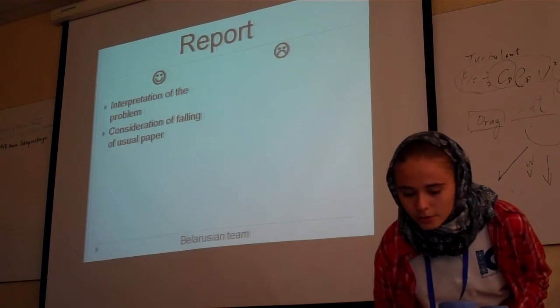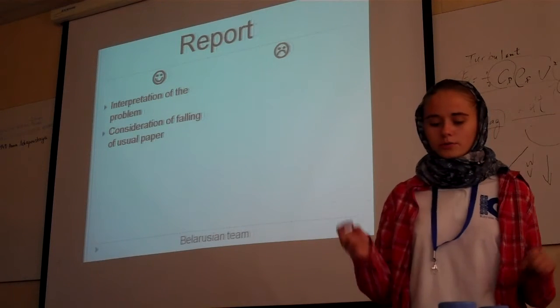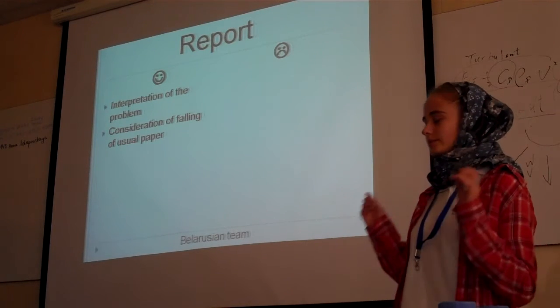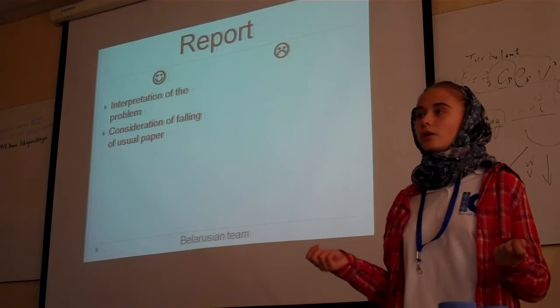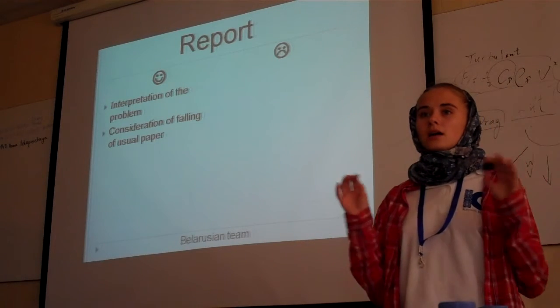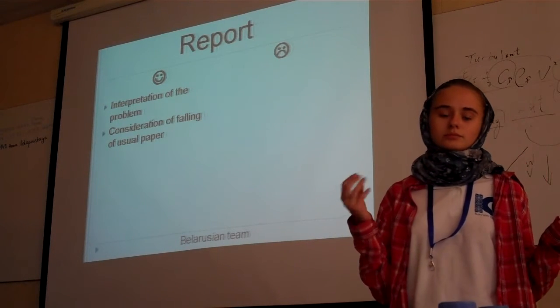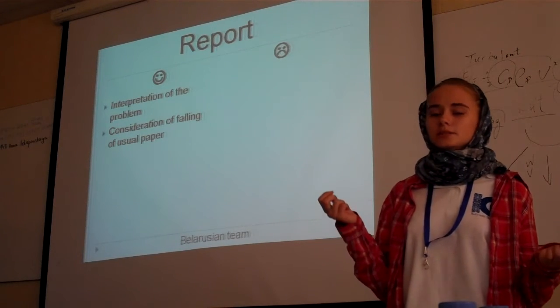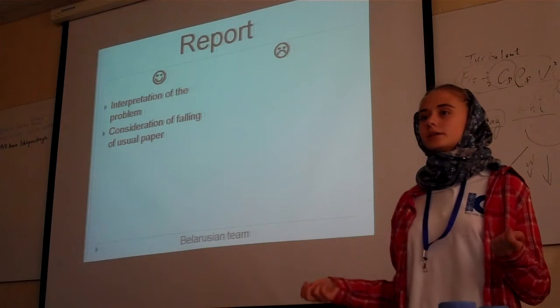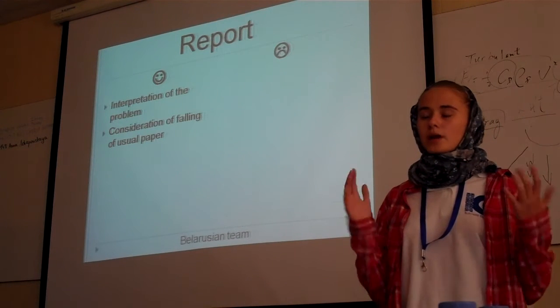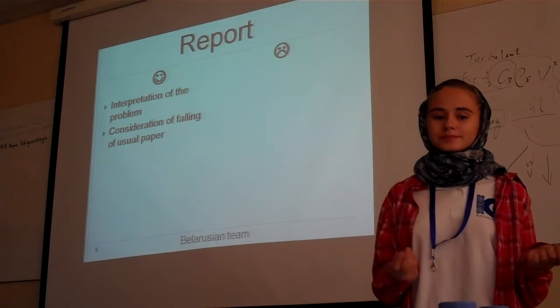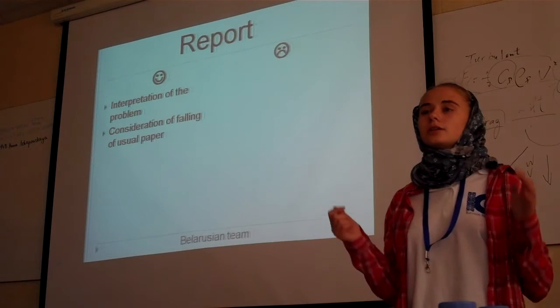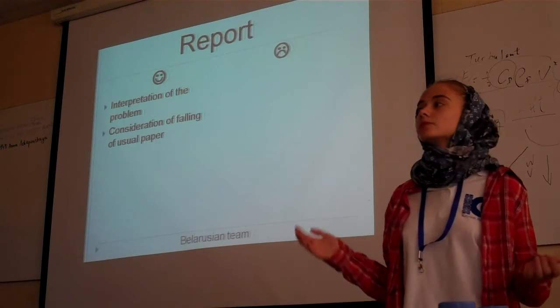Then, we also see consideration of the falling of usual paper. It's a good point too, because we don't know, maybe usual paper can fall for longer times than some other devices. And when we consider the falling of usual paper, we can see some types of falling which can help us to decrease the time of slow falling.